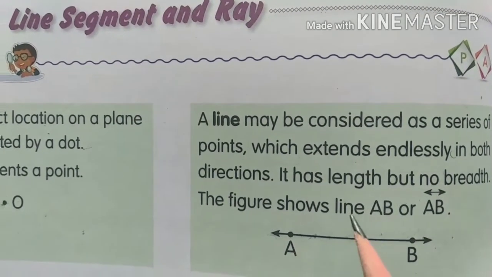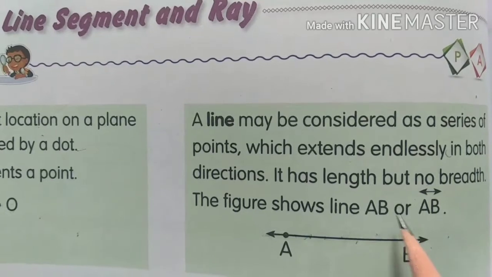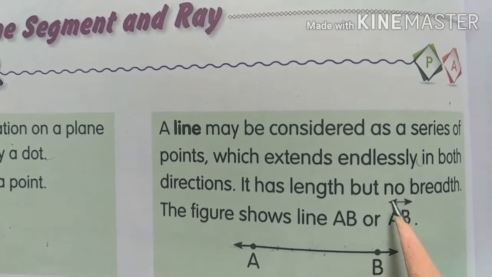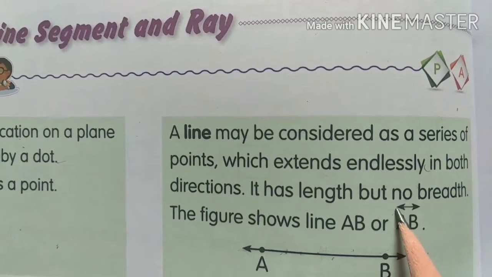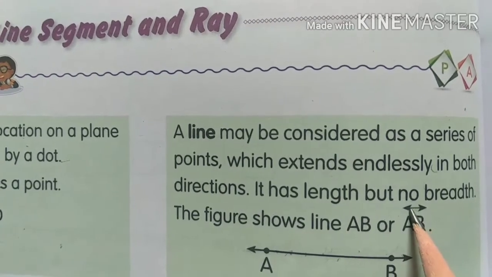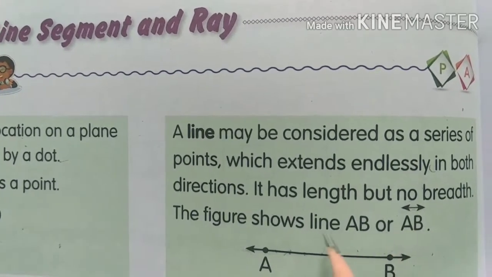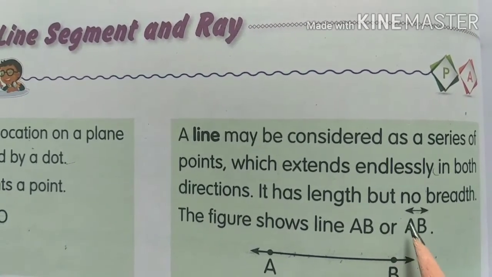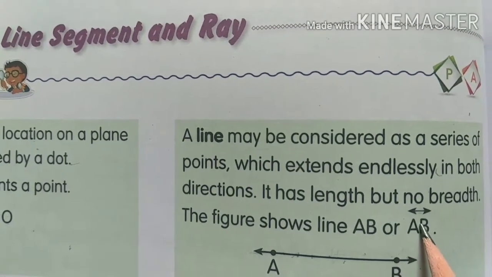The figure shows line AB. This sign denotes a line. And the short form of line AB is this one.